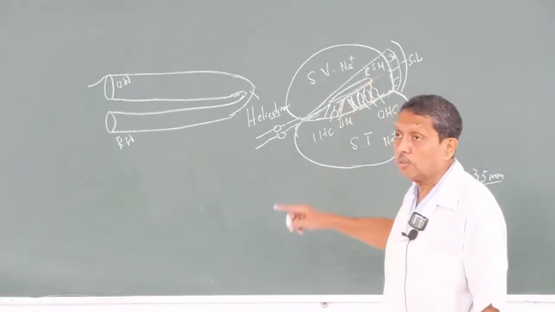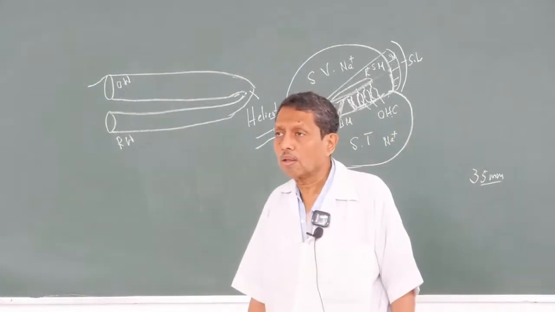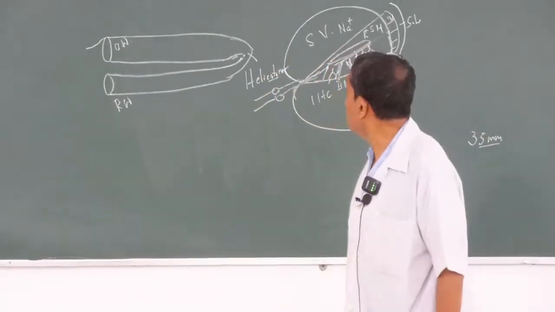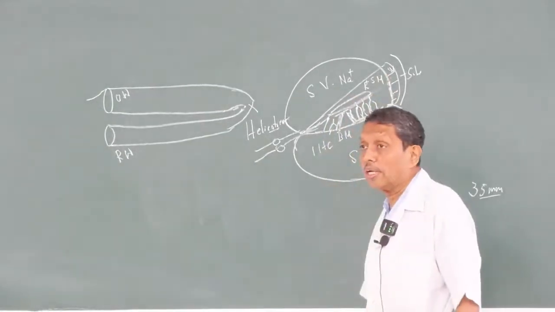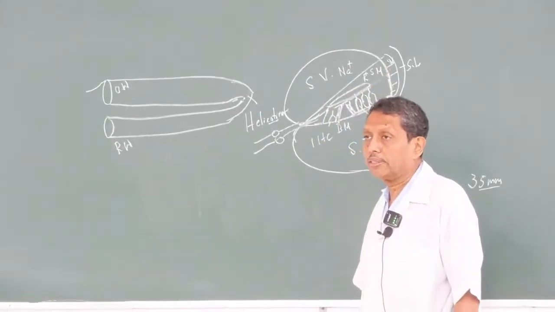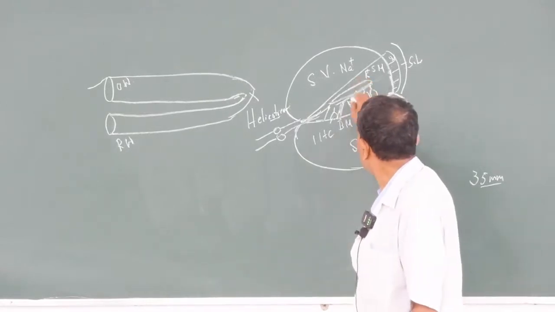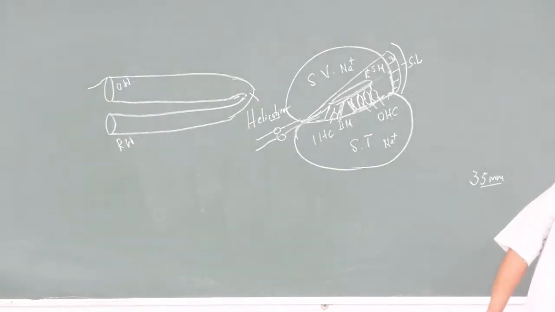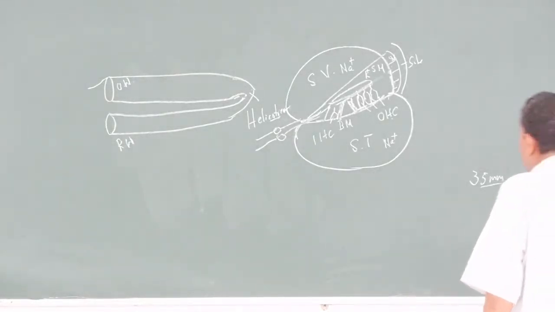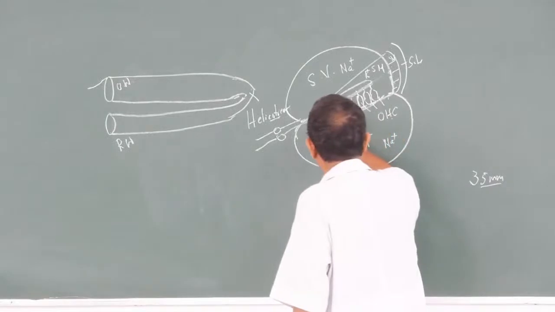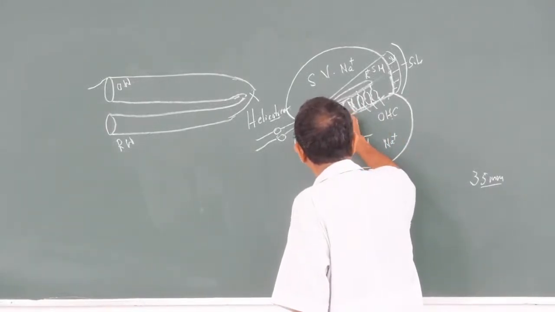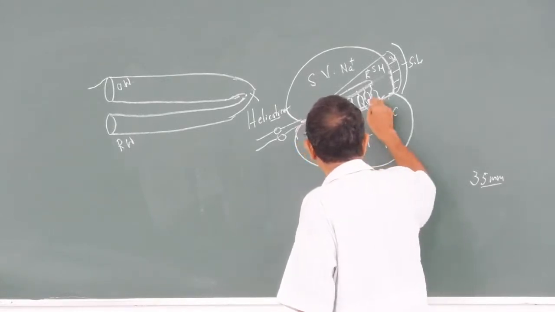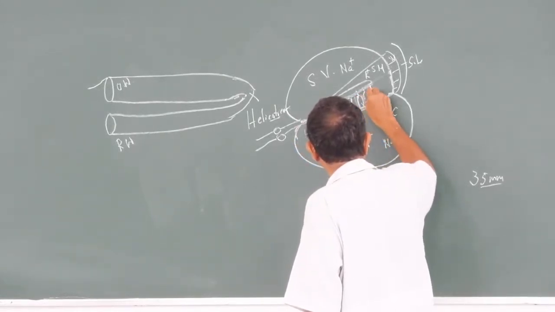And this potassium rich fluid is similar to that of the intracellular fluid, and it is secreted by the stria vascularis, and this potassium will reach via the supporting cells, numerous supporting cells, and it is the inner phalangeal cells, and these are the outer phalangeal cells.